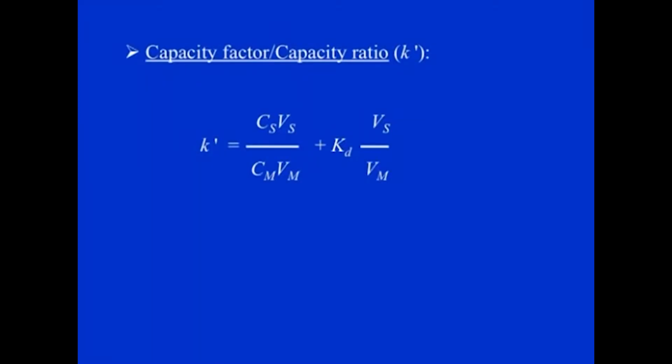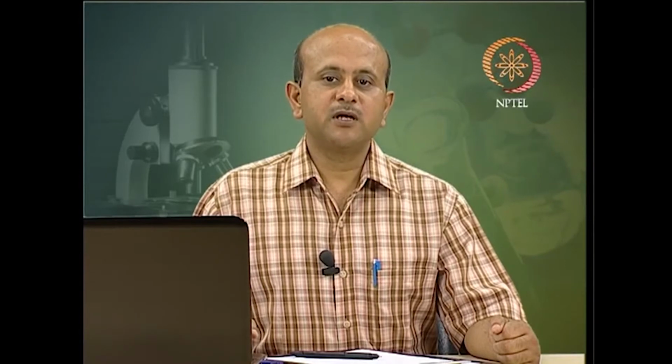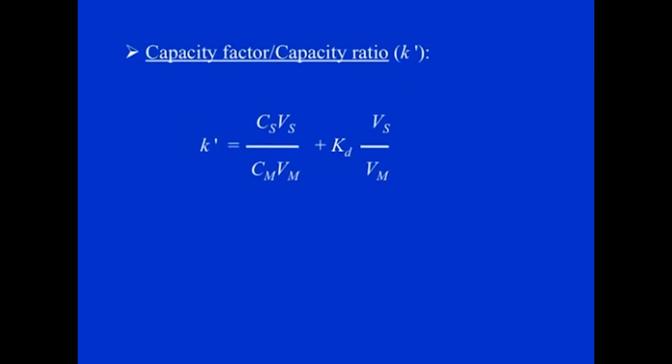Another very important term and performance parameter in chromatography is the capacity factor or capacity ratio. The capacity ratio, or partition ratio, or capacity factor, does not have any units and is the measure of the time spent by the analyte in the stationary phase relative to the time spent in the mobile phase. In terms of volumes, it is given by Cs Vs upon Cm Vm, where Cs and Cm are the concentrations of the analyte in the stationary and mobile phase. This we have already discussed.